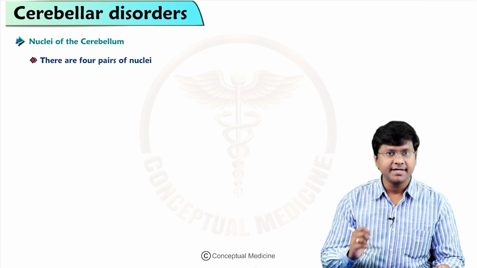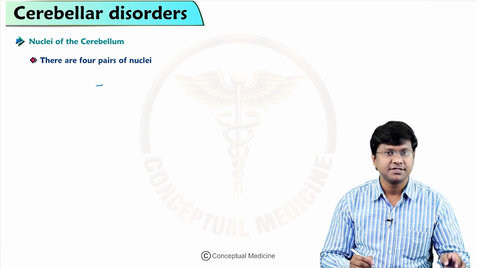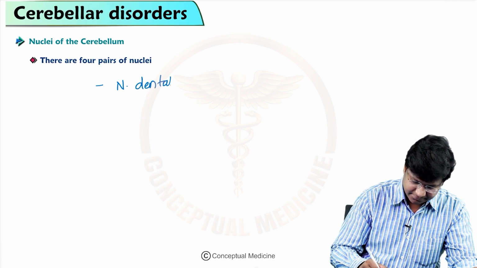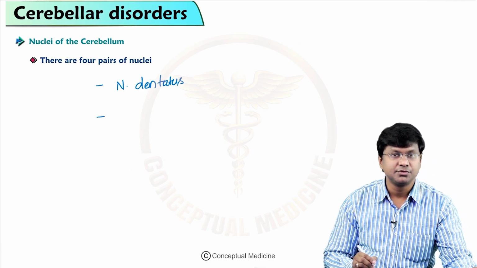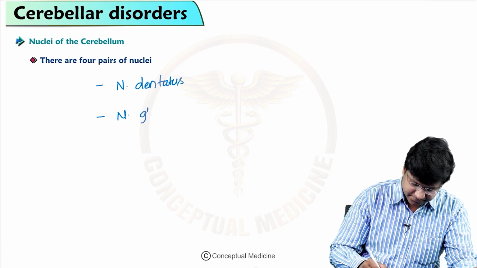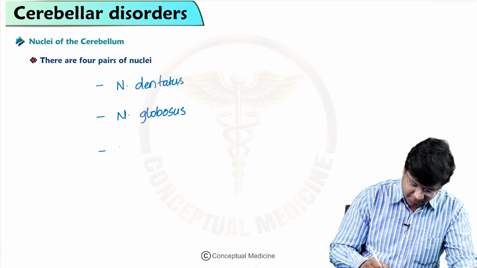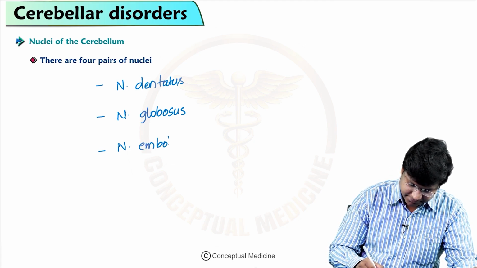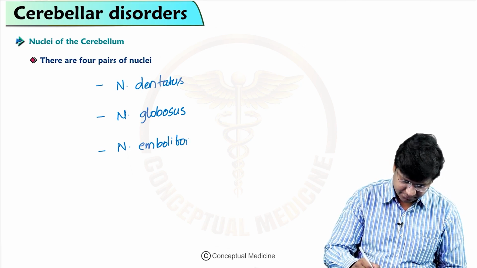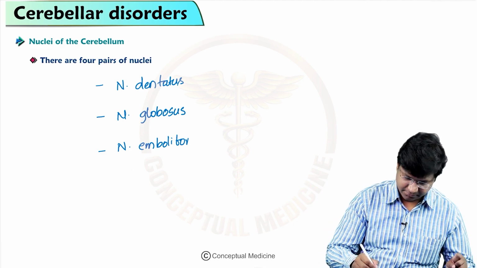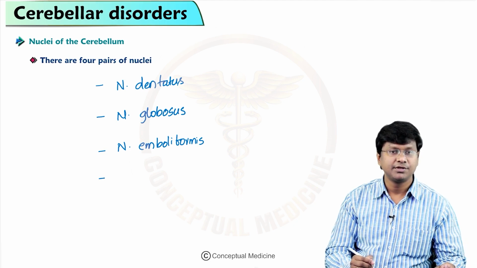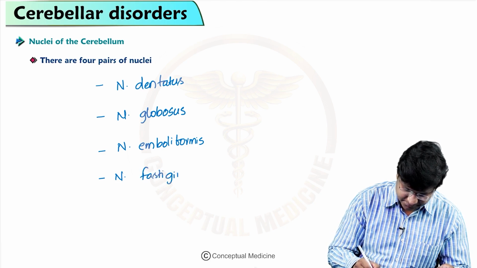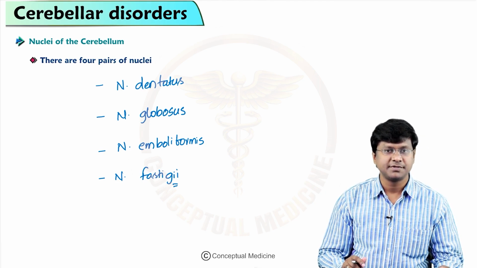And this cerebellum has four pairs of nuclei. The nuclei present within the cerebellum include the nucleus dentatus, the second important nucleus, nucleus globosus, the third, nucleus emboliformis, and the fourth, nucleus fastigiae. So these are the four pairs of nuclei present within the cerebellum.